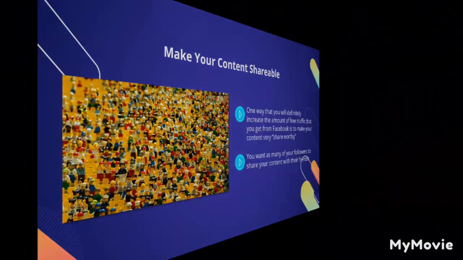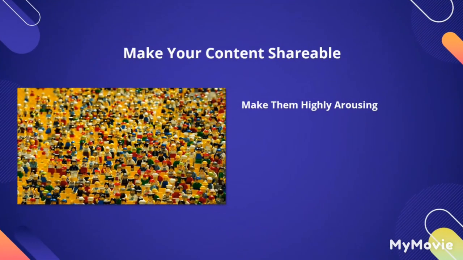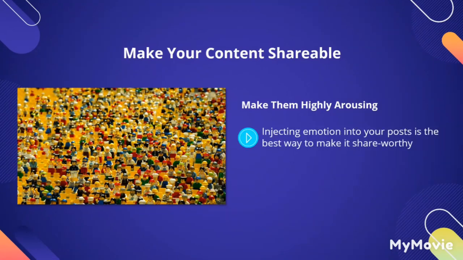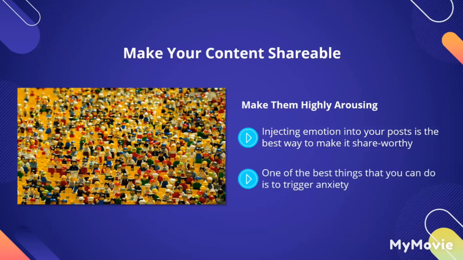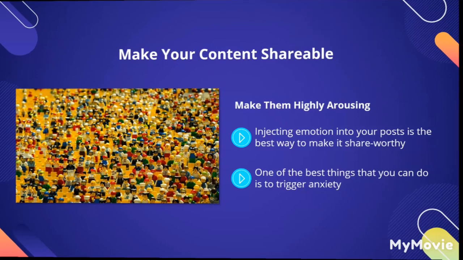Here are some ideas. Make them highly arousing. Injecting emotion into your posts is the best way to make it share-worthy. You want to inspire the users and fire them up about something. When a Facebook user is fired up over a post, they are far more likely to share it. One of the best things that you can do is to trigger anxiety. Entertaining your followers is a good thing to do as well. You can use other emotional triggers like humor, fear, awe, and outrage.